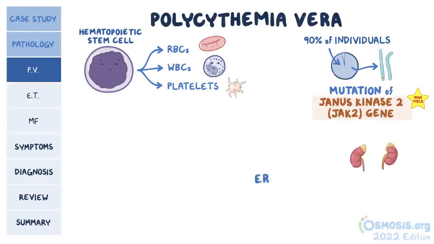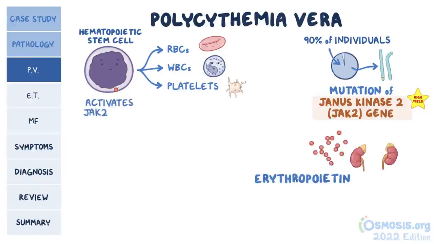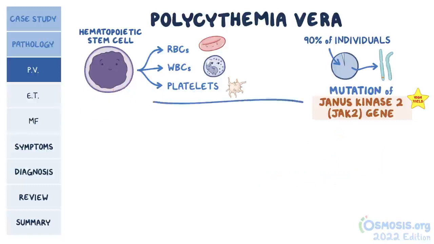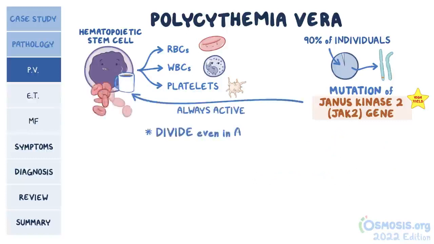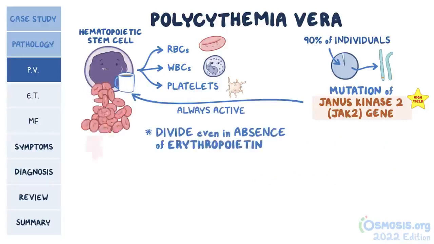Normally, the kidneys produce erythropoietin, which is a hormone that binds to receptors on the hematopoietic stem cells and activates JAK2. When that happens, it causes the cell to divide and thus produce more blood cells. However, when there's a mutation, it keeps JAK2 activated all the time, and these cells are able to divide even in the absence of erythropoietin. This results in massive red blood cell production. The interstitial cells of the kidney sense the high levels of red blood cells, so they decrease erythropoietin production to keep the red blood cell levels normal.